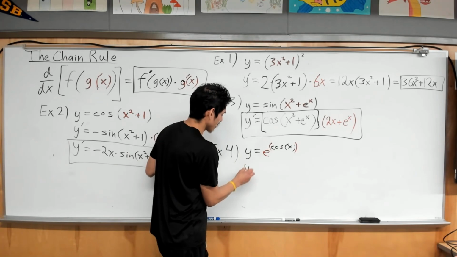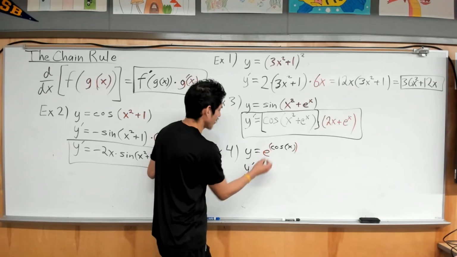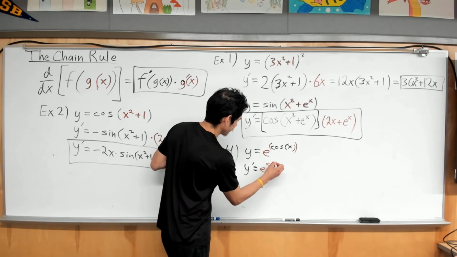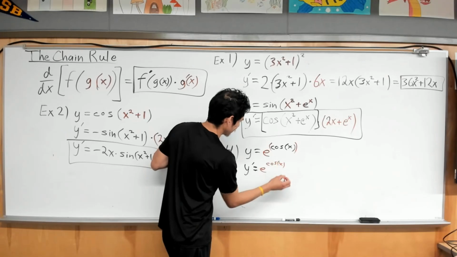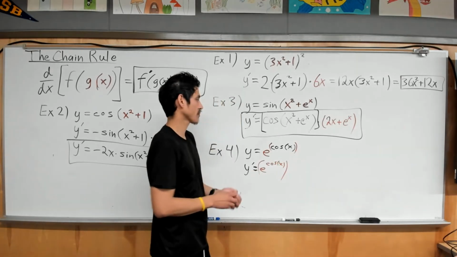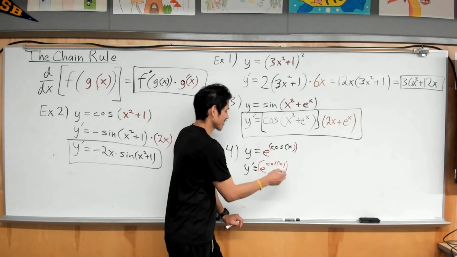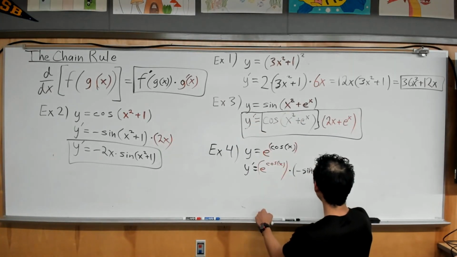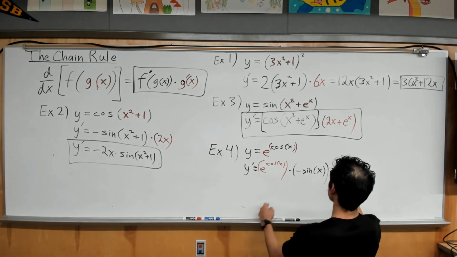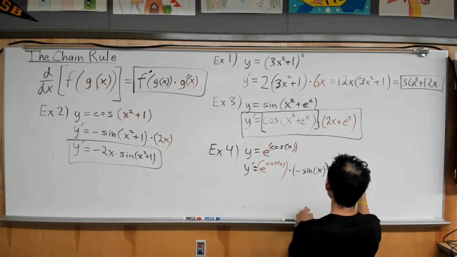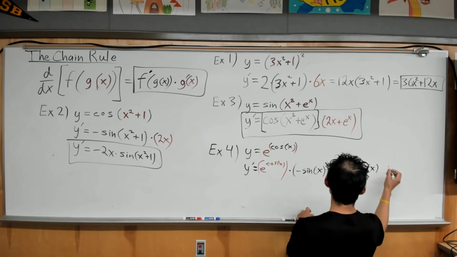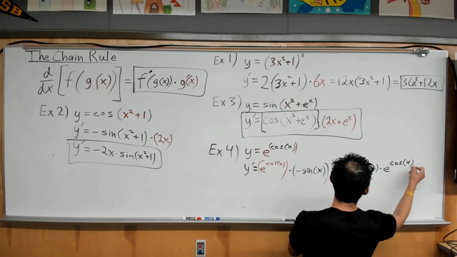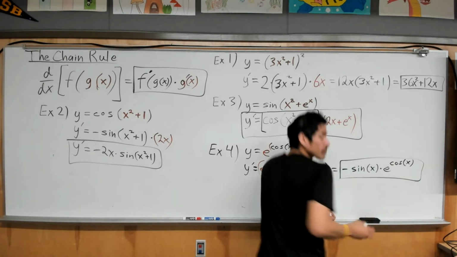So we would have that y prime, the derivative of e to the cosine of x, would just be e to the cosine of x. And this whole thing will be multiplied by the derivative of cosine of x, which is negative sine of x. Let's simplify this to make it look a little cleaner. Let's put this in front. This will be the negative sine of x multiplied by e to the cosine of x. And that's your answer.